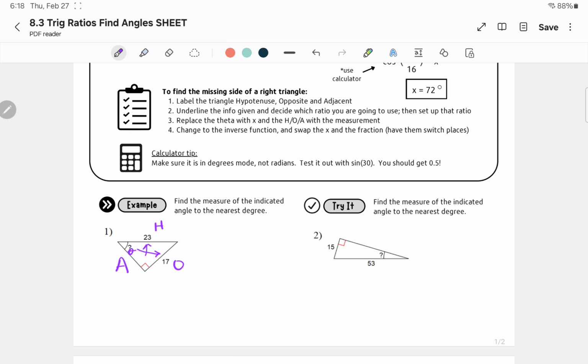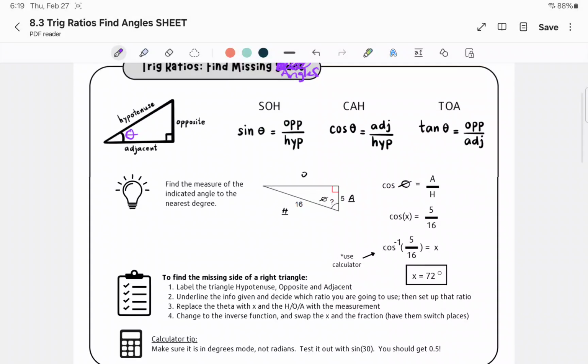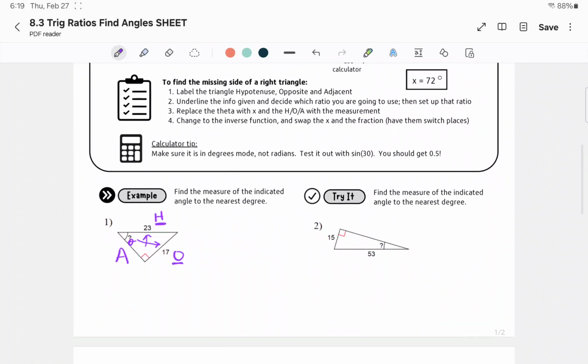So our second step, just like in our last lesson, what information are they giving us? They're giving us that the hypotenuse is 23 and that the opposite is 17. So we're going to underline those two sides they're giving us. So adjacent is blank. We're not going to use A. So now which trig ratio, which function has an O and H in it? And we can look up and see that it is sine that has O and H. So we're going to write sine of theta is equal to O over H.